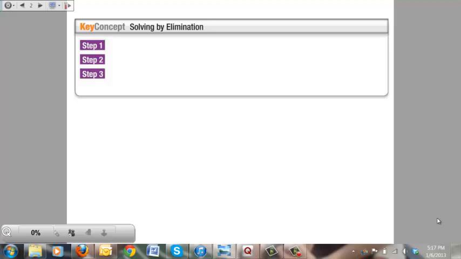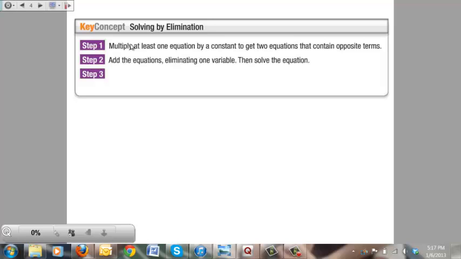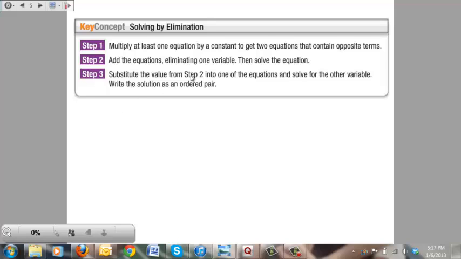Take, for example, these first three steps we're going to have to start with. Step 1 says you have to multiply at least one equation by a constant to get two equations that contain opposite terms. That's the big difference between this and what we did yesterday. We start off using multiplication, and you'll see how that works in a minute. After that, step 2, add the equations, eliminating one variable, then solve the equation. And step 3, substitute the value from step 2 into one of the equations and solve for the other variable. Write the solution as an ordered pair.